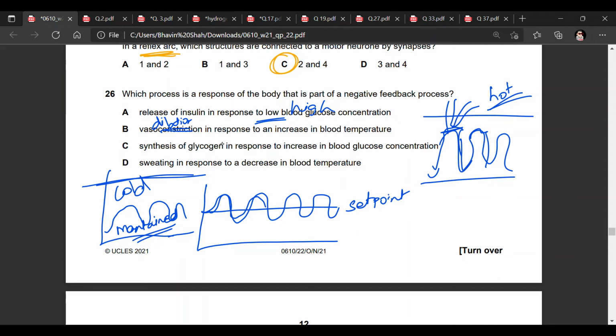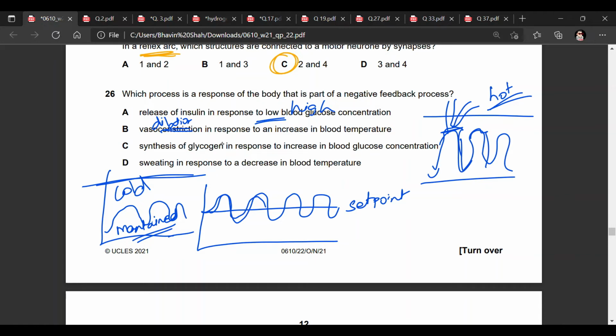Synthesis of glycogen in response to increased blood glucose concentration. Okay, so when the blood glucose concentration increases in the body, the insulin is going to be secreted by the pancreas, which in the liver will convert this excess glucose to glycogen. So your answer here is going to be C.